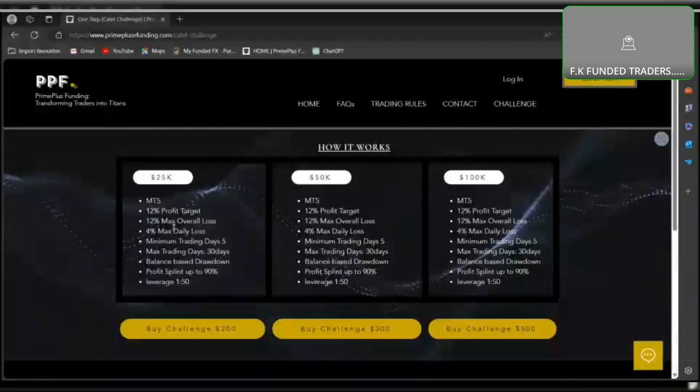Where will you get that from? 12% maximum loss. The loss is 4. So these other prop firms, they are going to give you 3% maximum loss, and they'll give you 2% daily loss. What does that mean? But people are trading prop firms. Help me out here. Those that have ever traded one-step challenges, talk to me.